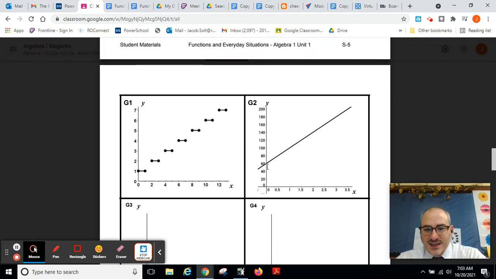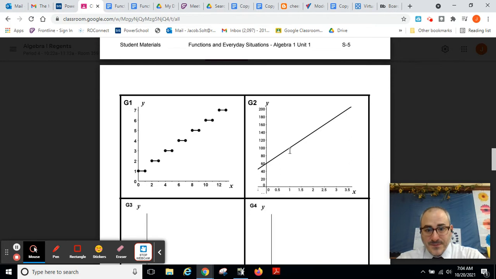Okay, looks like this plumber is charging $60 to show up, right? Because I see the line goes right through the 60. So this plumber charges $60 to show up. And let me see, after 1 hour, how much have they charged? I think it's about $100. So this plumber is charging $40 an hour.